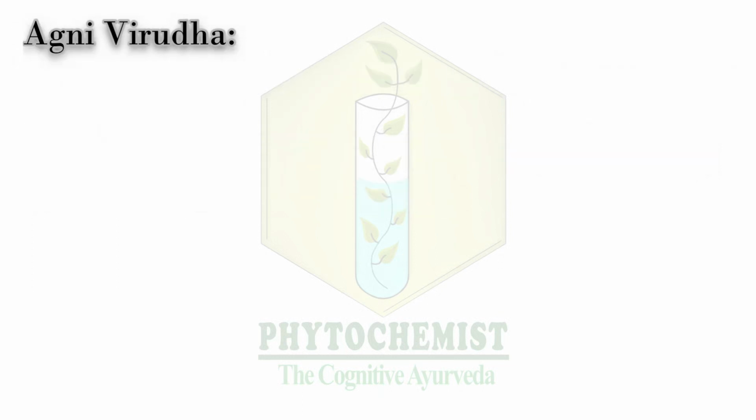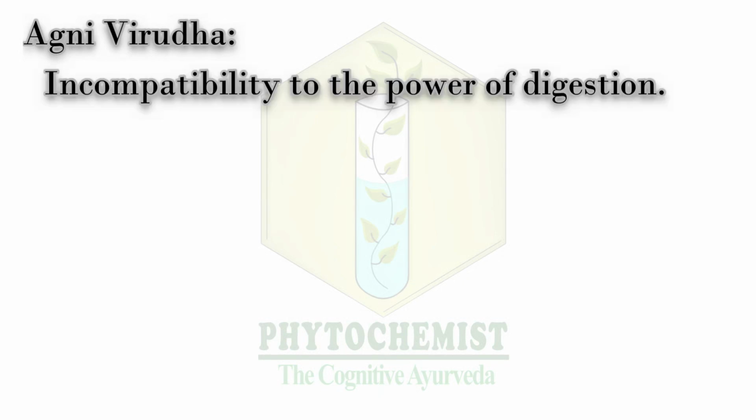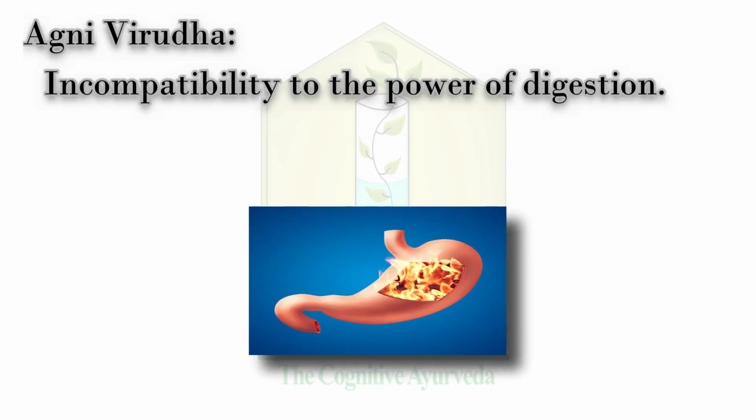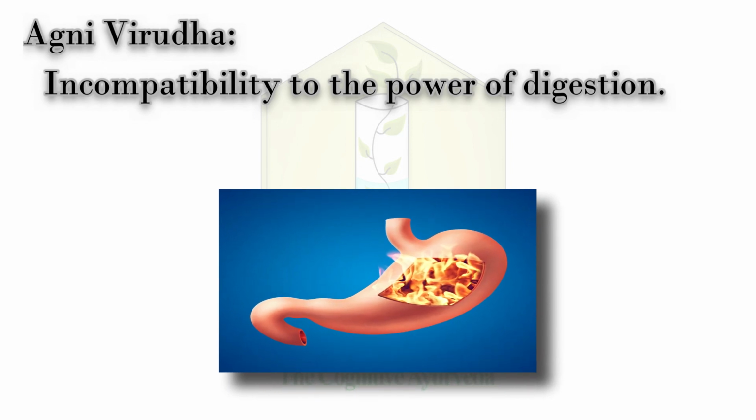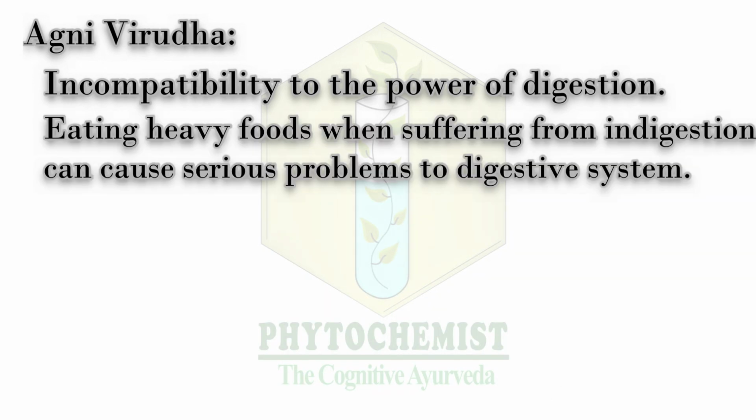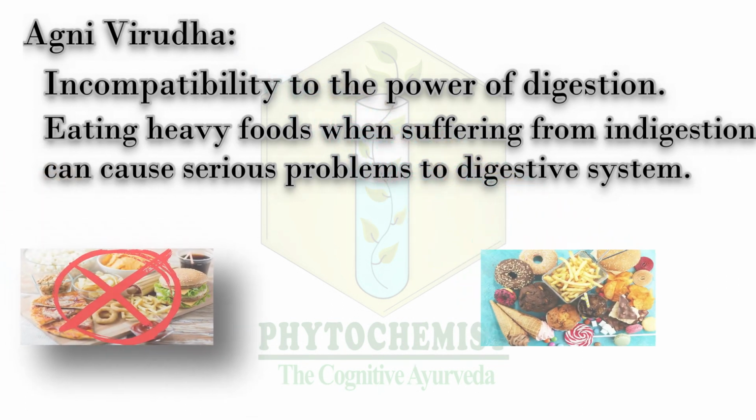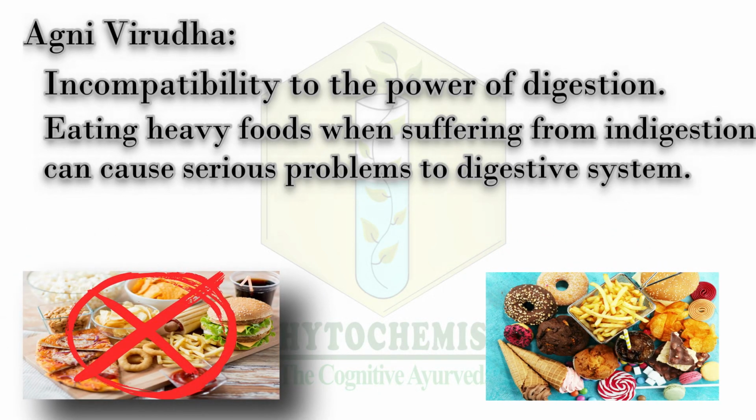The next one is Agniviruddha. It is the incompatibility to the power of digestion. It should be considered by analyzing an individual's digestive capacity. If a person eats heavy foods when he is suffering from indigestion, it can cause serious problems to our digestive system.